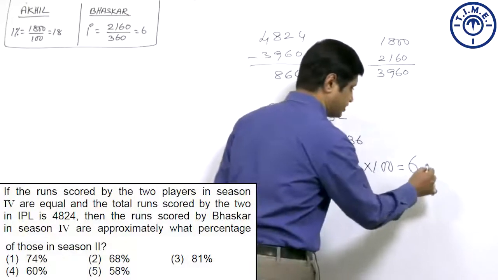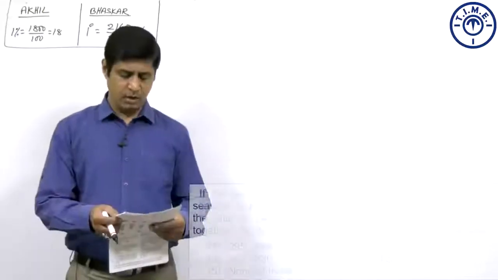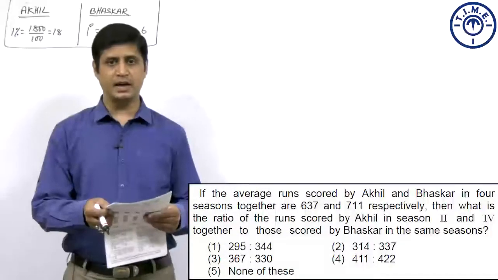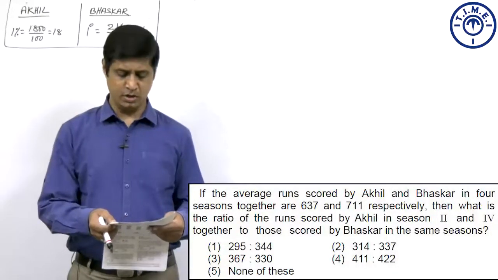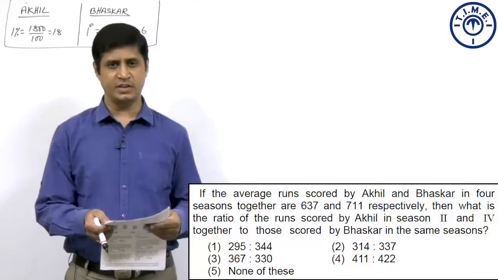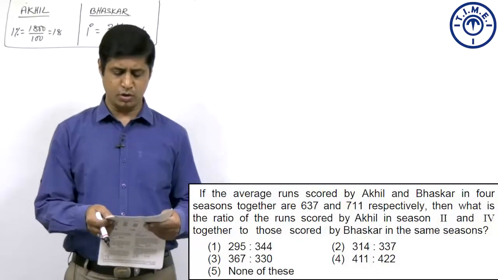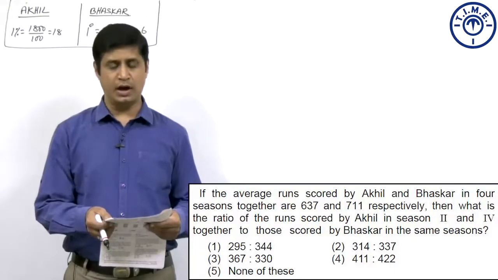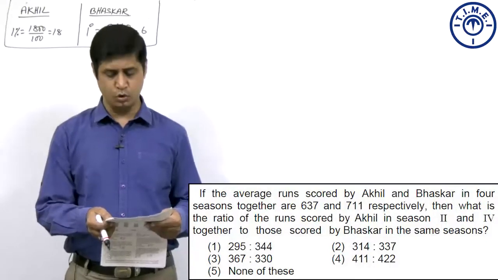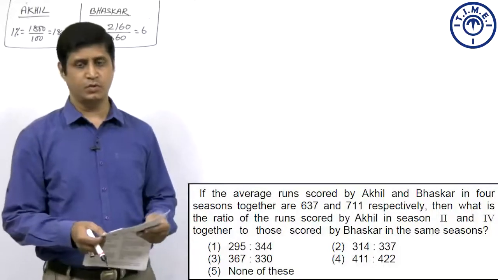So, what is the right choice here? 68%, choice is 2. If the average runs scored by Akhil and Bhaskar in 4 seasons together are 637 and 711 respectively, then what is the ratio of runs scored by Akhil in season 2 and 4 together to those scored by Bhaskar in the same seasons? So, what to find here?